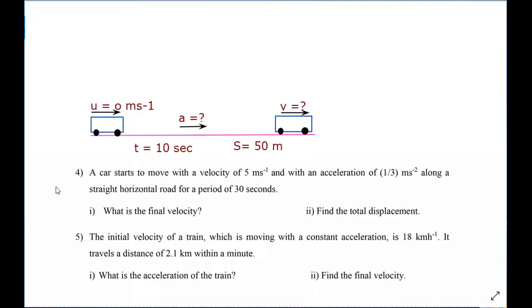It is saying that a car starts to move with a velocity of 5 meters per second, so the initial velocity is 5 meters per second. The acceleration is given as 1 over 3 meter per square second. The time taken is given as 30 seconds. They ask us to find the displacement and the final velocity. So this is the figure that we should use. Draw the figure and try to find the answers.